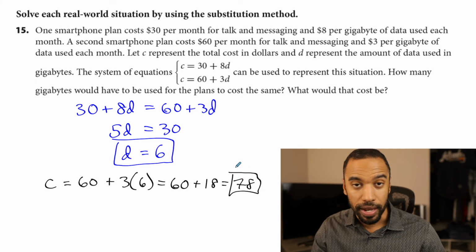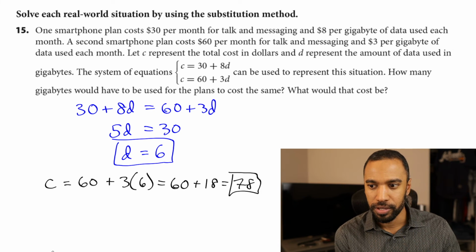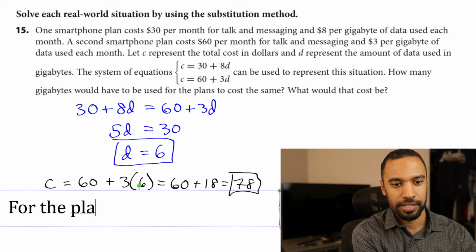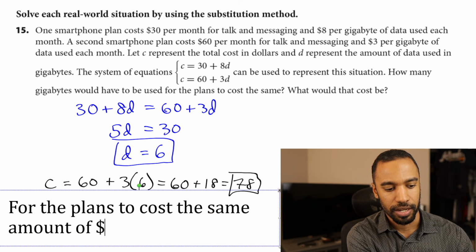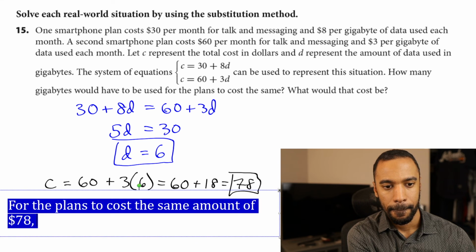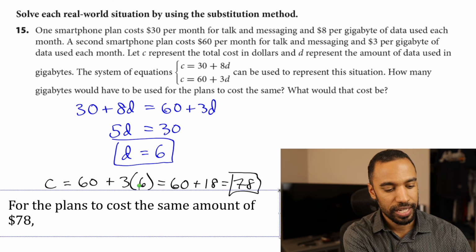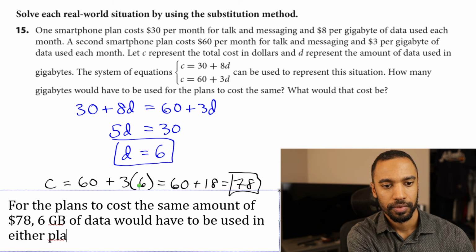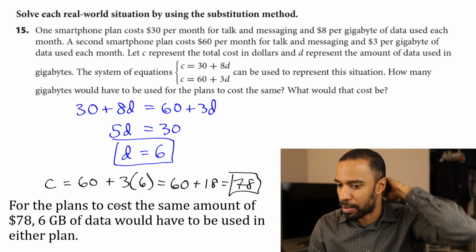So let's write it as a sentence, or type it as a sentence like last time here. How many gigabytes would have to be used for the plans to cost the same? For the plans to cost the same amount of $78, how many gigabytes would have to be used? 6 gigabytes of data would have to be used in either plan. So it doesn't matter which plan you use. If you're going to use 6 gigabytes of data, you will be spending the same amount of money.